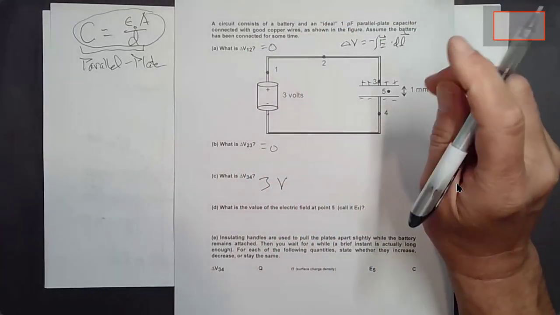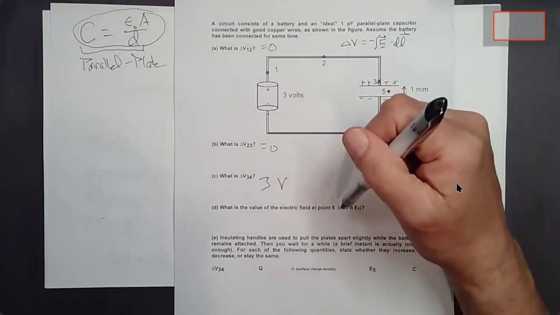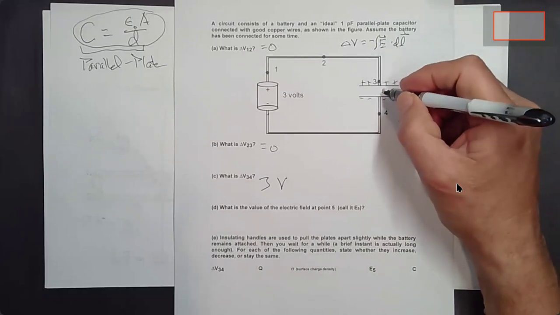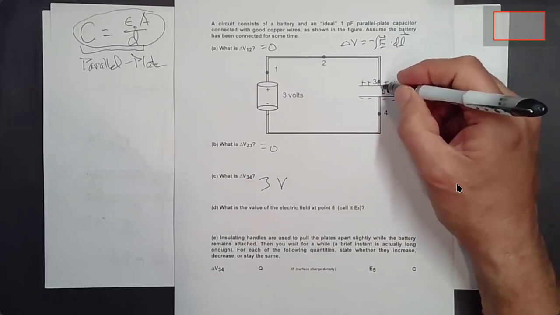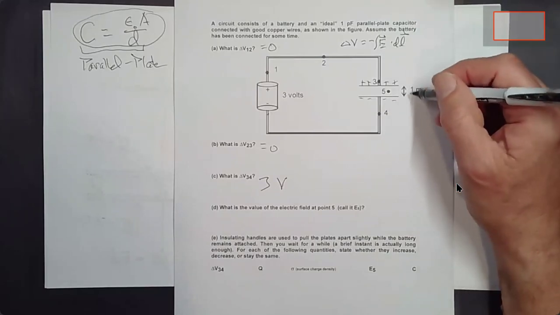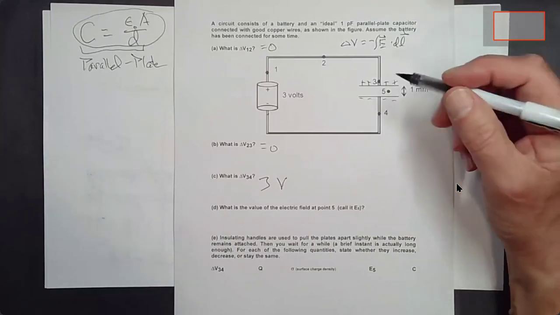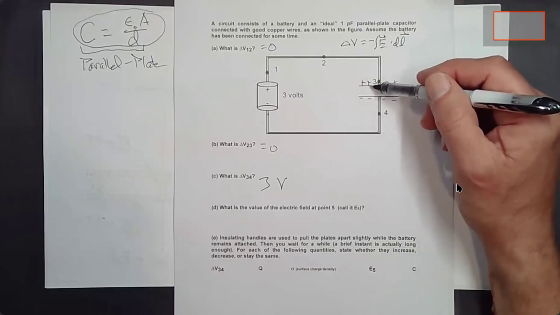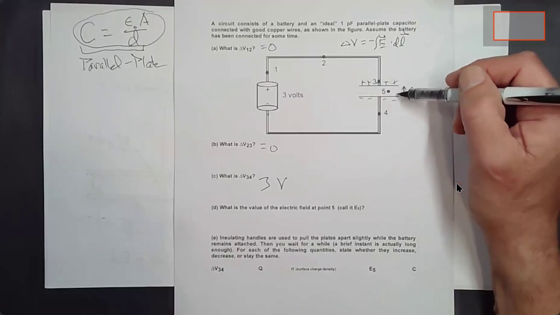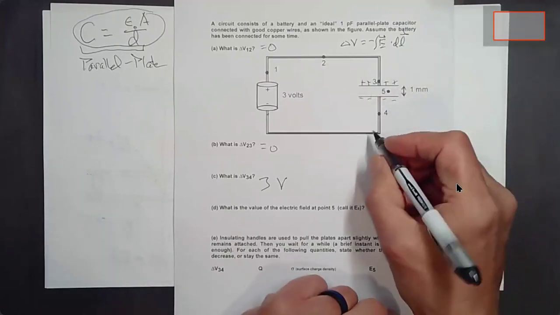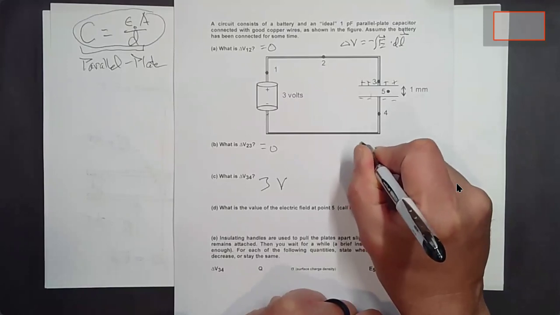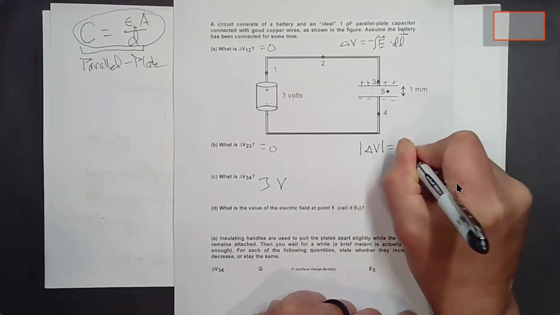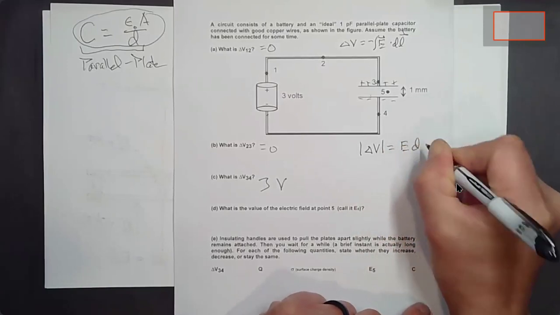So it's just something that happens in there. Then the value of the electric field at 0.5. Well, since there is a 3 volt potential difference here, and it's 1 millimeter between those two things, in a parallel plate capacitor, we make the assumption that the electric field is uniform in there. So we've got a uniform electric field, and when you have a uniform electric field, the absolute value of the potential difference is just E times D.